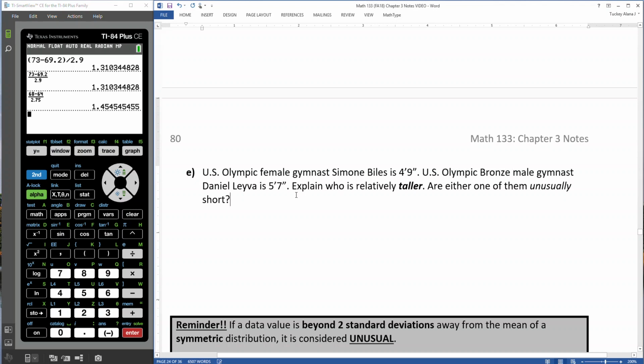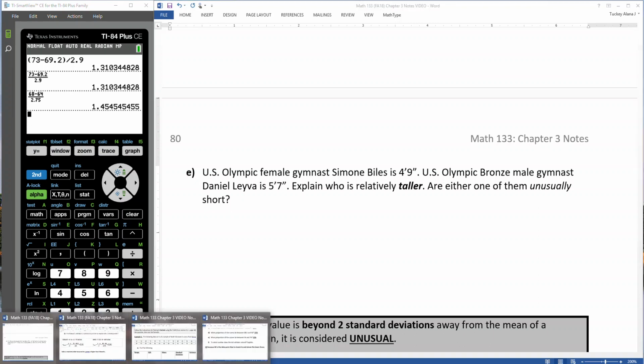Anyway, who is relatively taller? I mean, obviously he's taller, period, right? He's just straight up several inches taller than her. But the question is, who is relatively taller? And are either one of them unusually short? Now, we expect both of them to be short because they're gymnasts, but are they unusually short? So let's start by finding their z-scores.